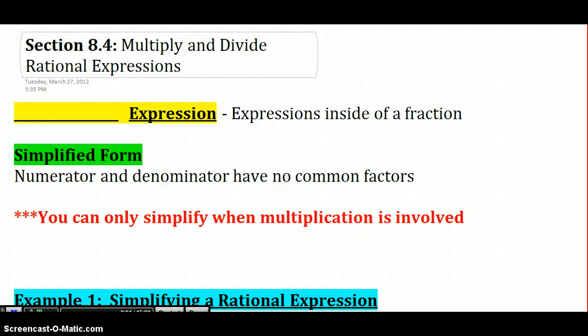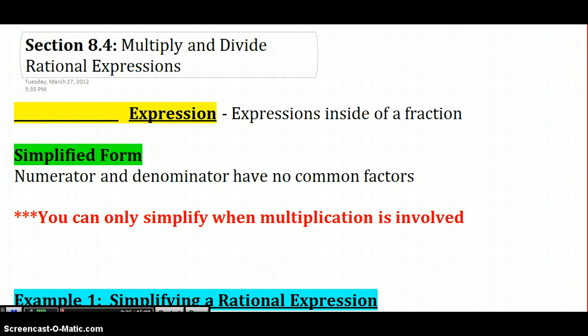As you should already know, this whole chapter is about rational expressions. This section that we're doing, 8.4, is about multiplying and dividing rational expressions. So when you think about the word rational, a fraction should come to your mind, because rational means fraction. So a rational expression is any expression that's inside of a fraction.